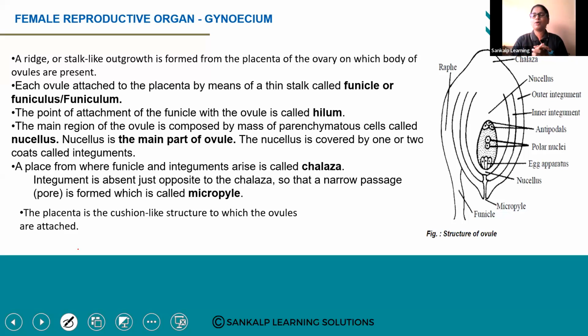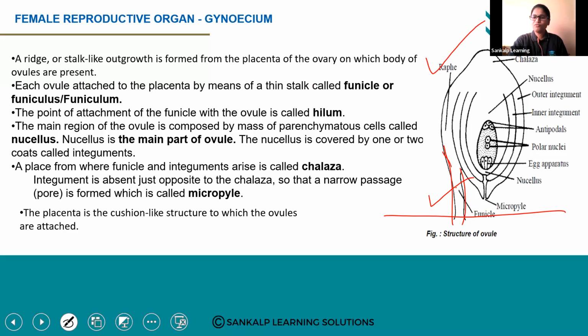So let us learn about the ovule. Now we have come to the ovule. Now we have to learn what an ovule is and what the structure of an ovule is. A ridge or stalk-like outgrowth is formed from the placenta of the ovary on which the bodies of the ovules are present. Each ovule is attached to the placenta by means of a thin stalk called the funicle. Here you can see, if this is the placenta, this structure is an ovule. The whole thing in the diagram is an ovule, right?